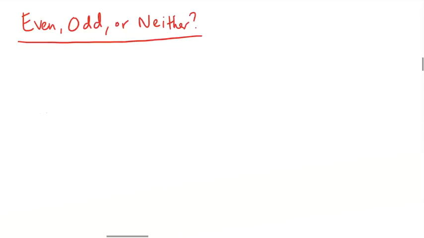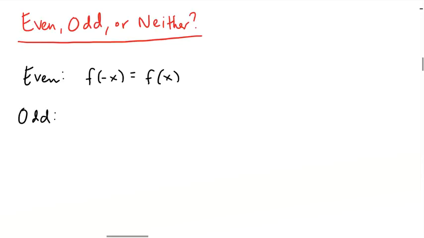All right, so in today's video, we're going to learn how to determine whether a function is even, odd, or neither. So the definition of an even function is a function such that f of negative x equals f of x. An odd function is a function such that f of negative x equals negative f of x.